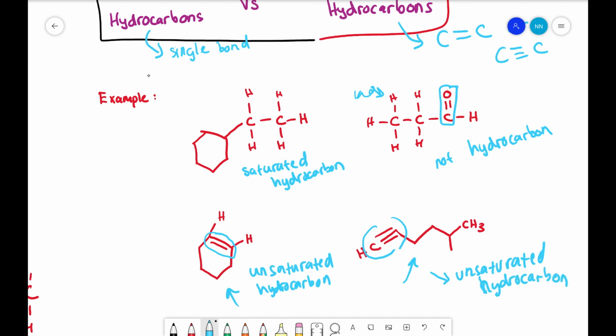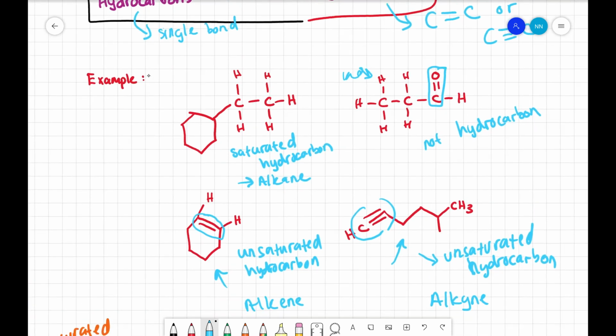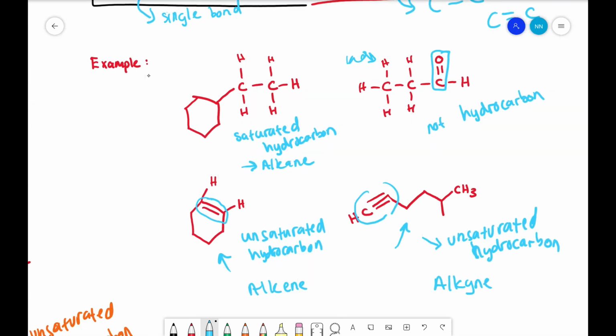For example, if they ask which homologous series they belong to, a single bond like this, a saturated hydrocarbon, definitely belongs to an alkane, and the double bond belongs to an alkene, and the triple bond belongs to an alkyne. Alright, so this is how you differentiate between saturated hydrocarbons and unsaturated hydrocarbons.